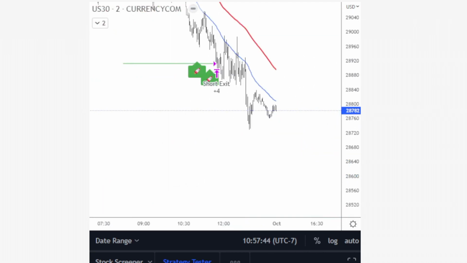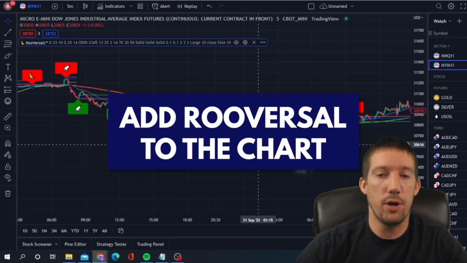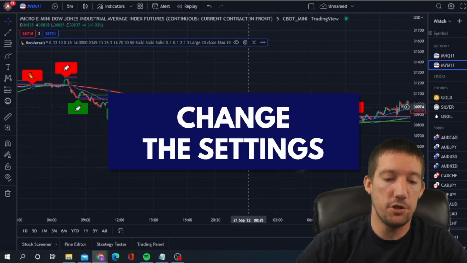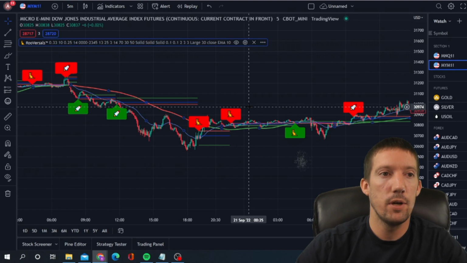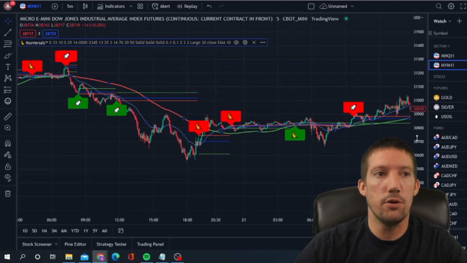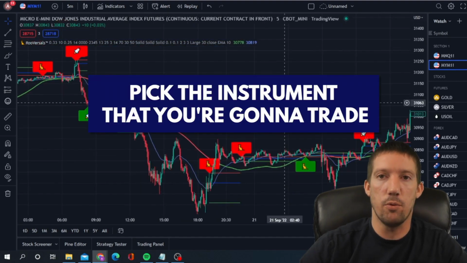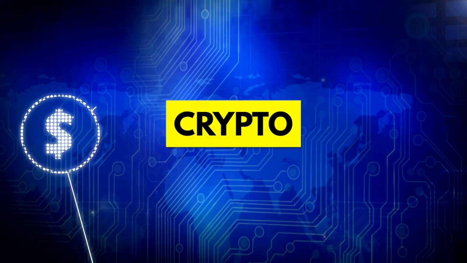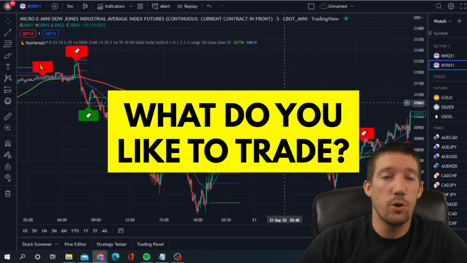So step one, like I already said, you add Reversal to the chart. We've already done that. The second thing is change the settings. We've already done that as well. Now, the third thing that you're going to want to do is pick the instrument that you're going to want to trade. Do you like trading indices more, stocks, crypto, forex, futures? What do you like to trade?